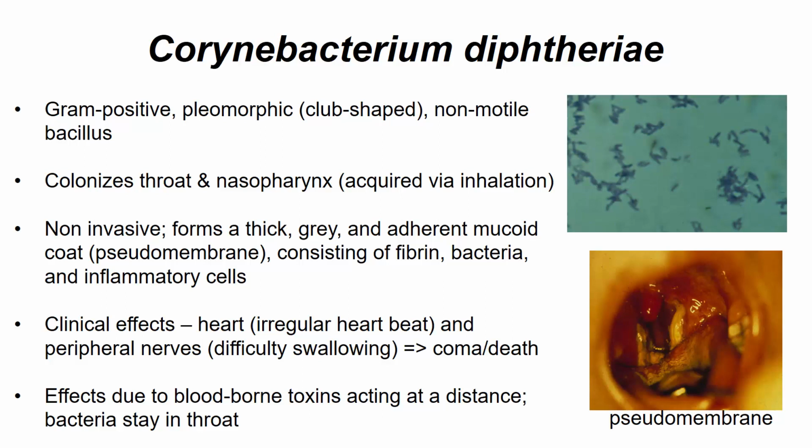One of the important organs targeted by diphtheria toxin is the heart. And so early on in the disease, you get an irregular heartbeat. Over time, this worsens and can lead to things like coma and death. It also affects the peripheral nerves, and one of the manifestations of that is difficulty swallowing, which has all kinds of implications for the host as well. And it's not just because it hurts to swallow, it's because the muscles that you need to swallow stop acting properly. All of that is mediated by these toxins that are being secreted within this localized mucoid coat of bacteria and gunk.